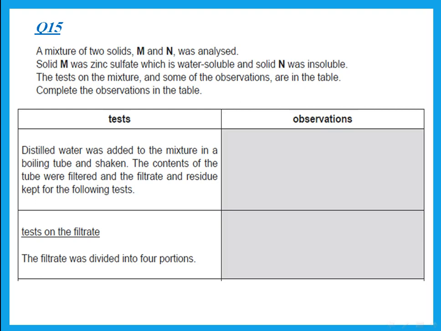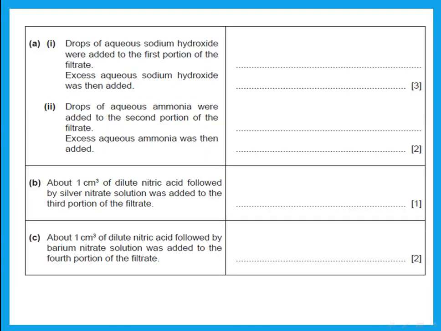The next question says, a mixture of 2 solids, M and N, was analyzed. Solid M was zinc sulfate. So keep in mind, M is zinc sulfate and it is water soluble. So if he adds water, it would be in the filtrate. So I have zinc sulfate and a solid that I have no idea about. He said he added distilled water to the mixture in the boiling tube and shook it. The contents of the tube were filtered, and the filtrate and the residue were tested. The tests on the filtrate were divided into 4 portions. Again, remind yourself, the filtrate is the one that has M, which is zinc sulfate. So what I have here is zinc sulfate.